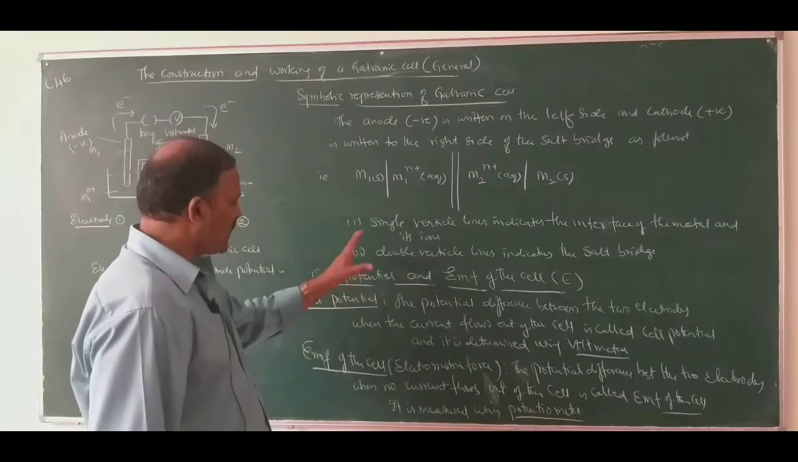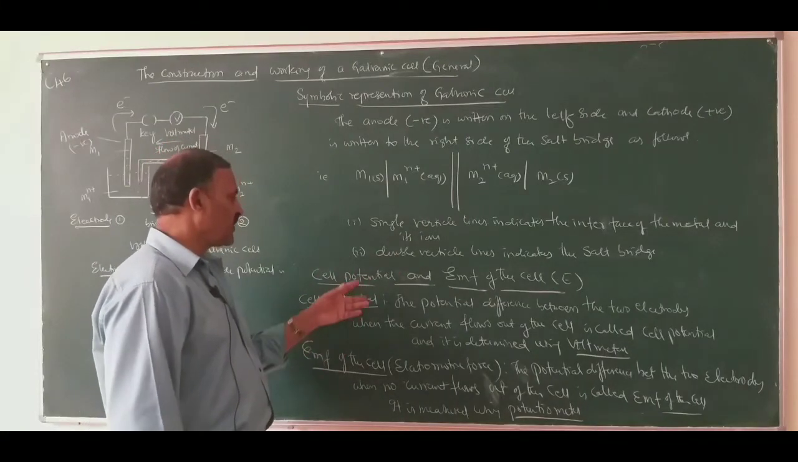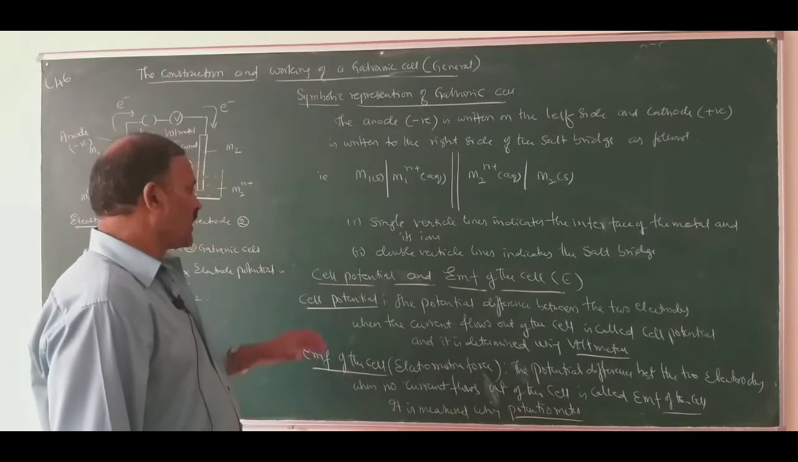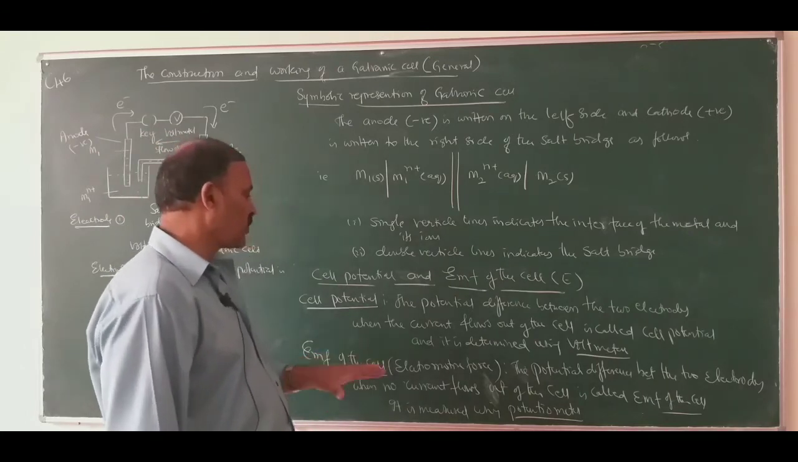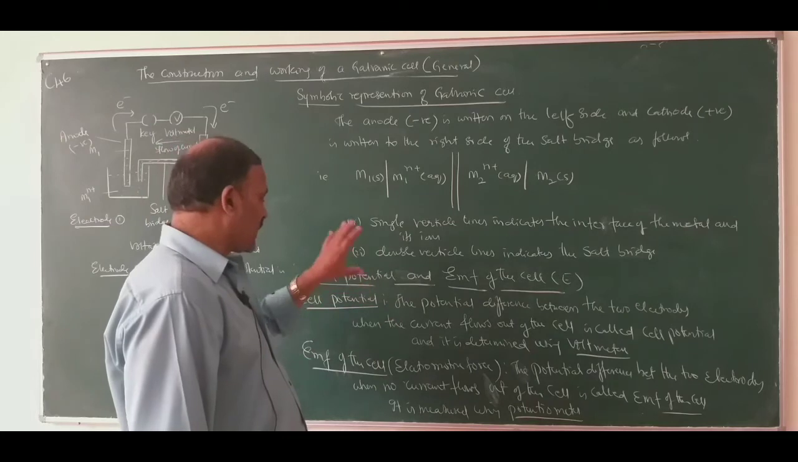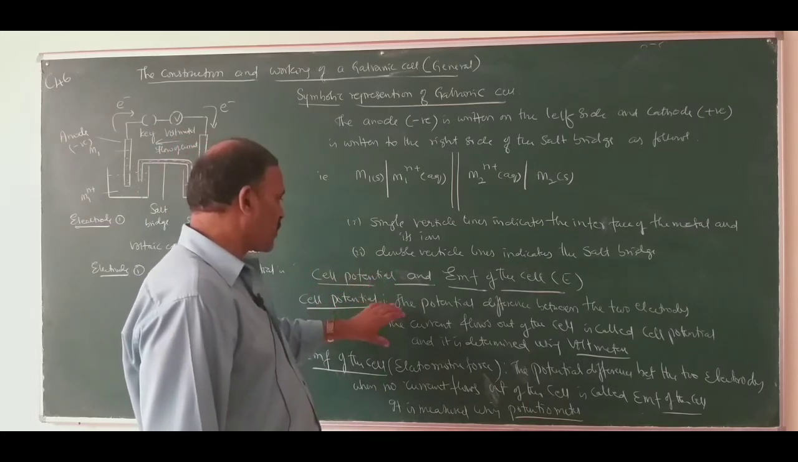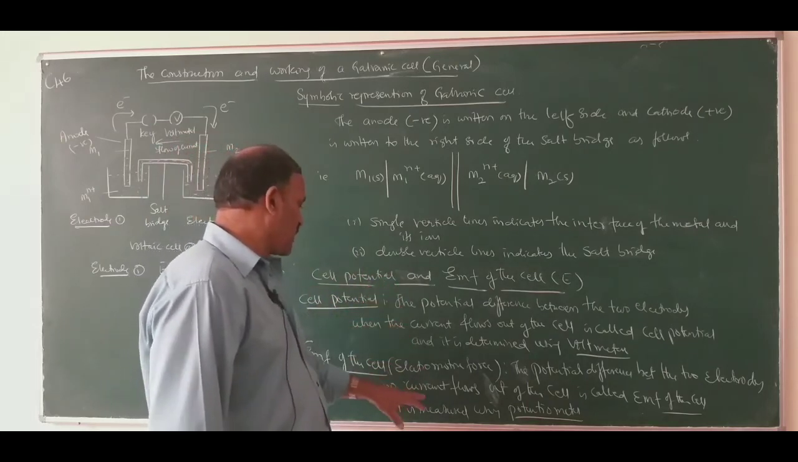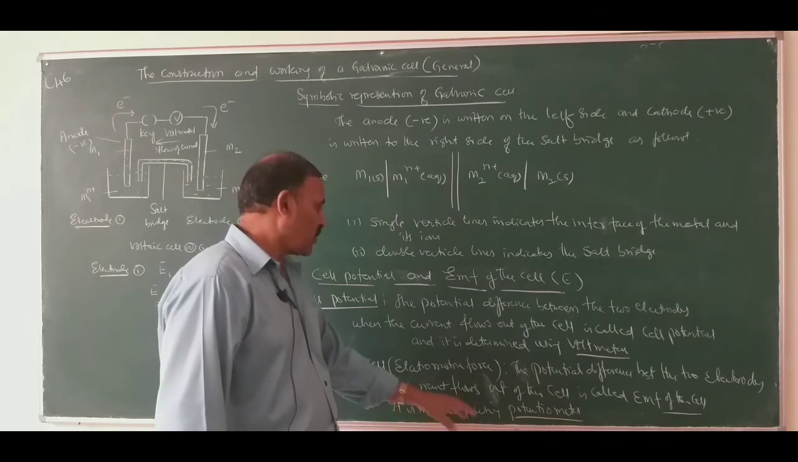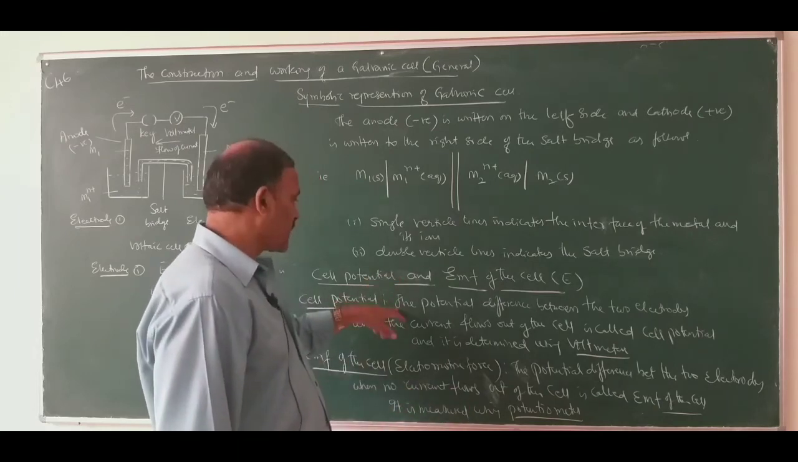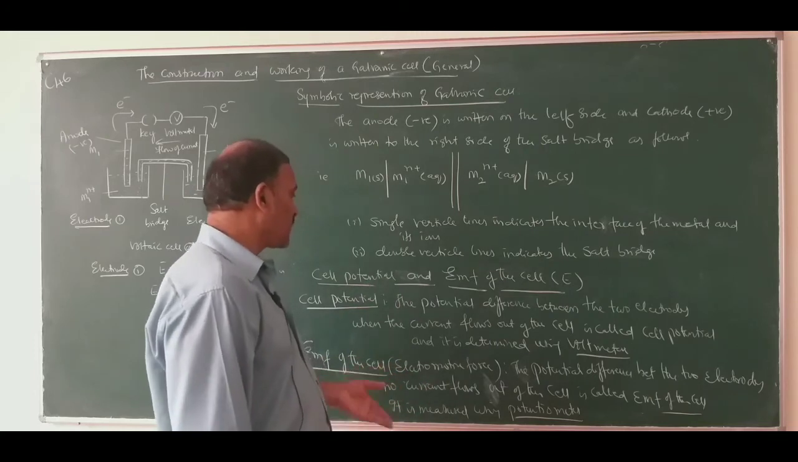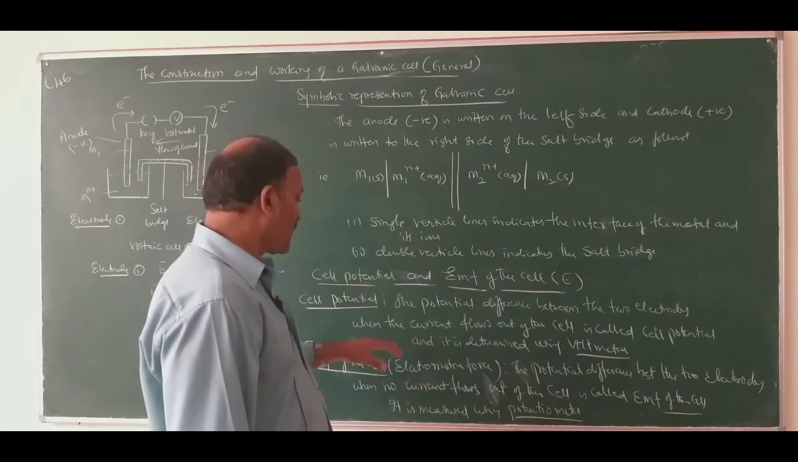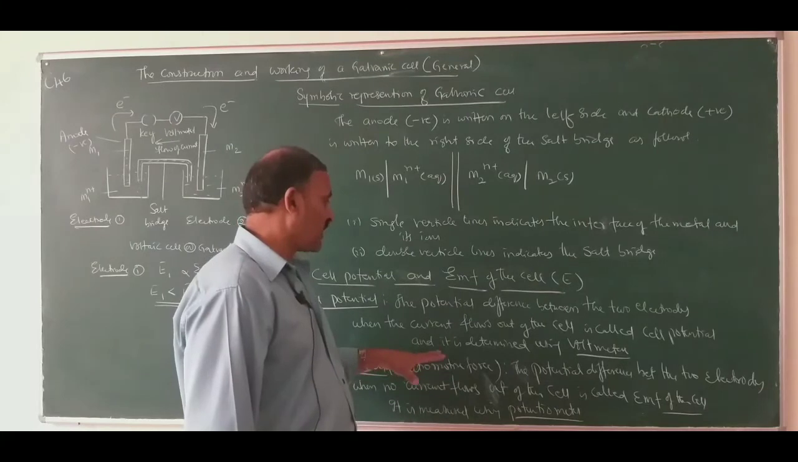Cell potential is also the potential difference between the two electrodes. EMF is also the potential difference between the two electrodes. Here the cell potential is measured using a voltmeter, while EMF is measured using a potentiometer. Cell potential is measured when current flows out of the cell, and EMF is measured when the current does not flow out of the cell.